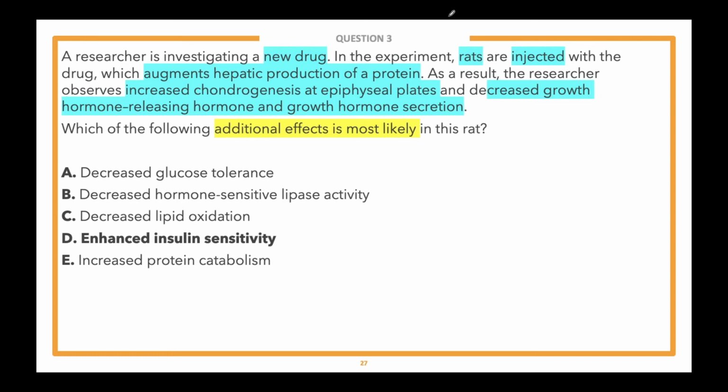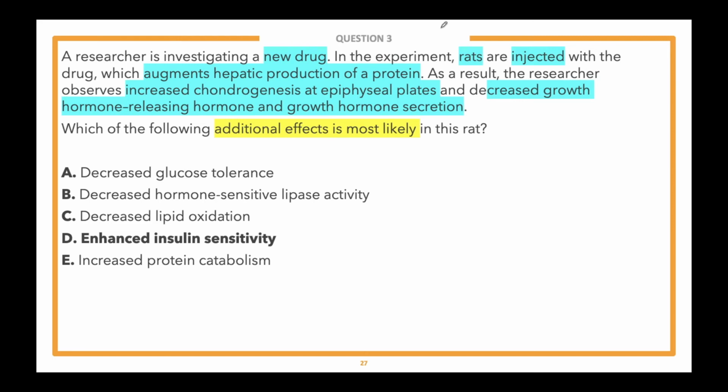Increased protein catabolism, that would be a potential effect of glucagon or cortisol, not what we're talking about here. Decreased lipid oxidation, that would be an effect of growth hormone, which again, is something to think about here, but as we talked about, IGF-1 actually causes increased insulin sensitivity, whereas growth hormone increases insulin resistance.